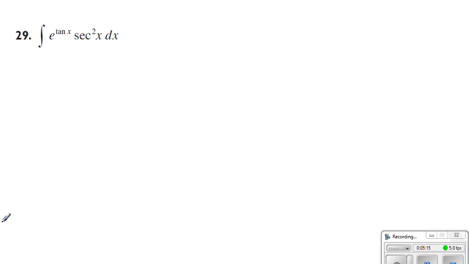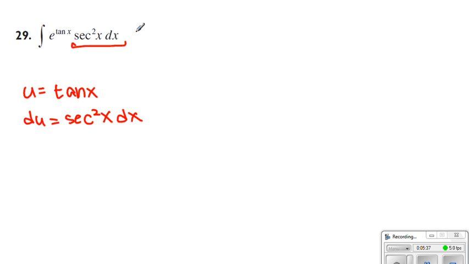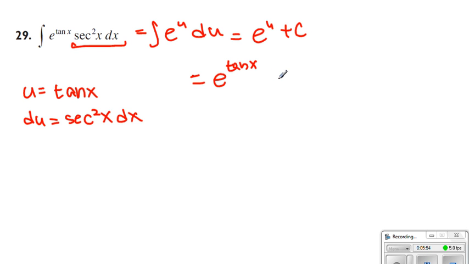Alright, here we have the same strategy. Tangent x can be u, then what we end up getting is that du becomes secant squared x dx, and that's exactly what we have over here. So therefore this becomes e to the u du. Now this becomes e to the u plus c simply. And what we end up getting is that u was tangent. Our final answer becomes e to the tangent of x plus c.